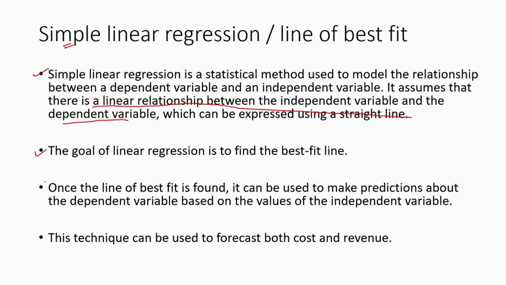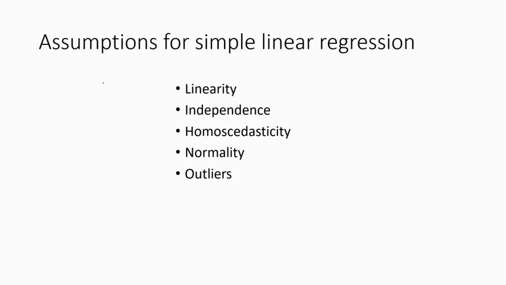The goal of linear regression is to find the best fit line. Once the line of best fit is found, it can be used to make predictions about the dependent variable based on the values of the independent variable. This technique can be used to forecast both cost and revenue. Here are the assumptions for simple linear regression.